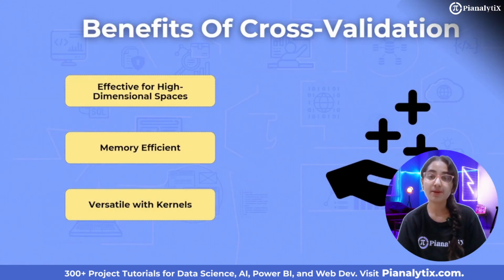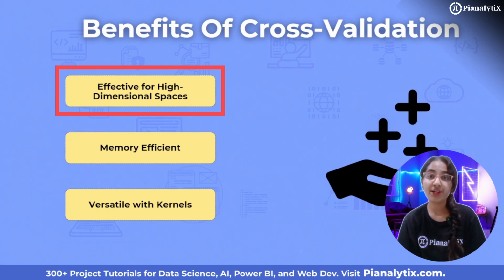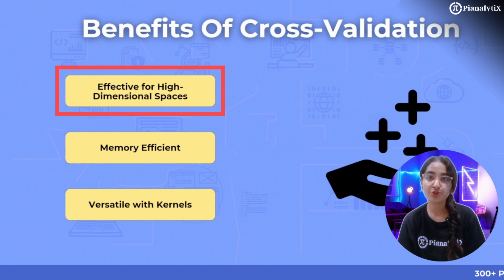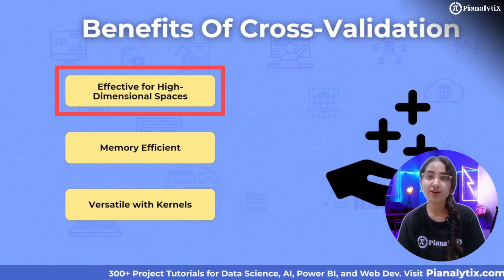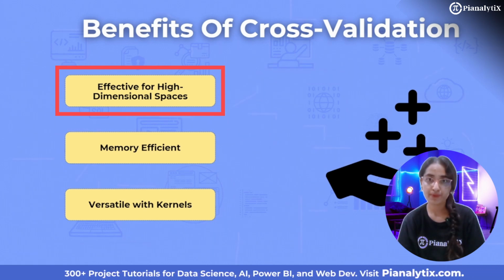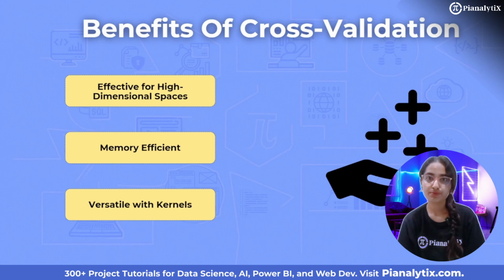Now, let's look at some key advantages of using SVM in machine learning. First, effective for high dimensional spaces. SVM works exceptionally well in high dimensional spaces where there are many features compared to the number of samples. This makes it especially useful for text classification tasks where the data is often high dimensional but sparse.